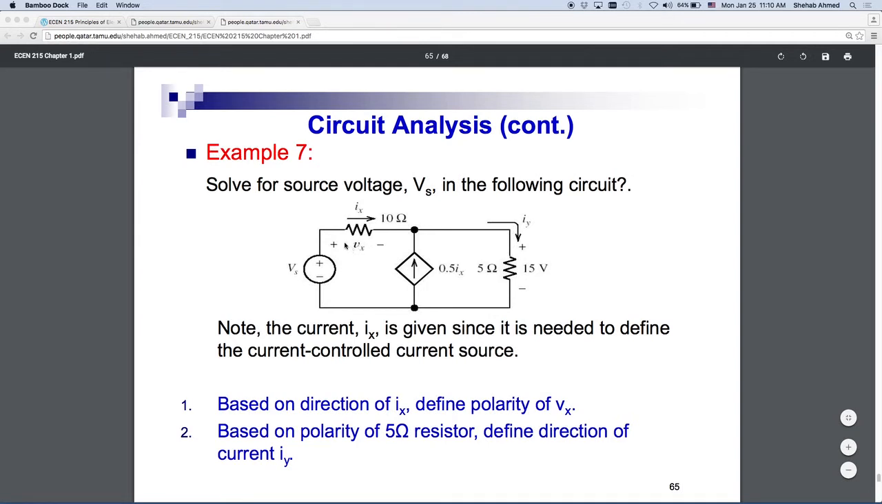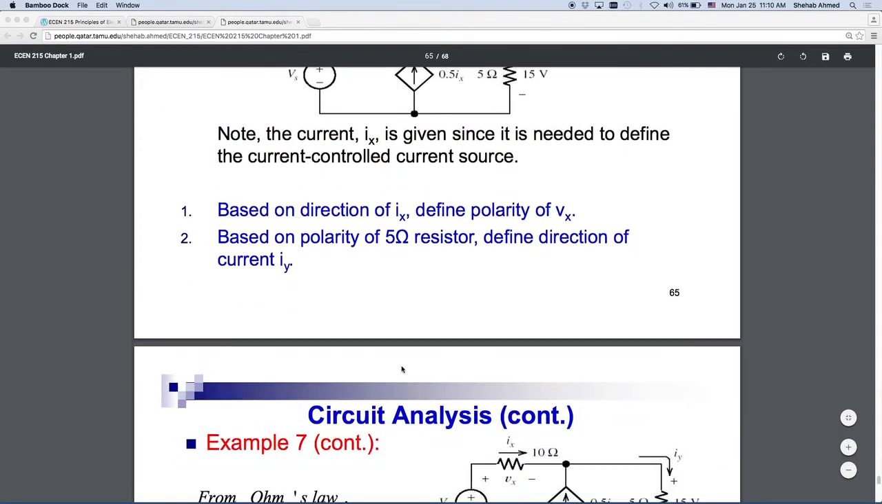Now I go to Kirchhoff's voltage law. So minus Vs plus 20 plus 15 is equal to 0, and you can solve for Vs. Let's see the solution on the second page.